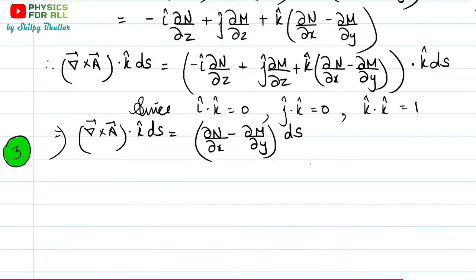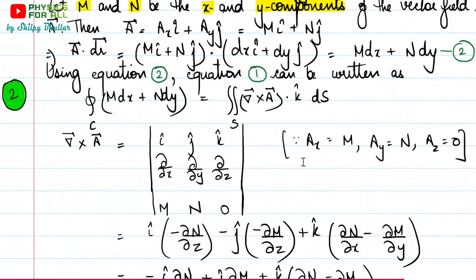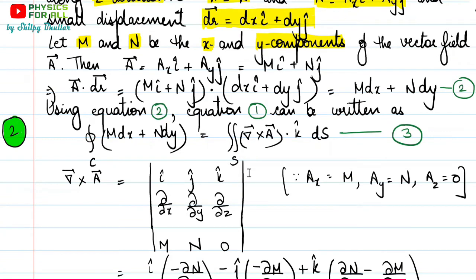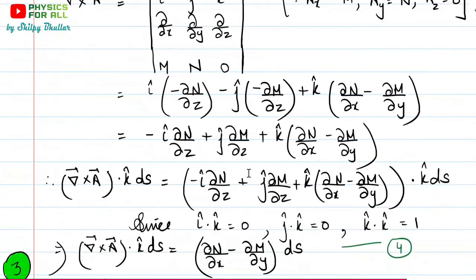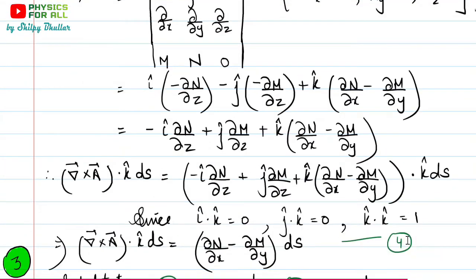So this is the expression that we have obtained, and now let's mark this equation as equation number 3. This is our equation 3, and this final expression that we have found is our equation 4.